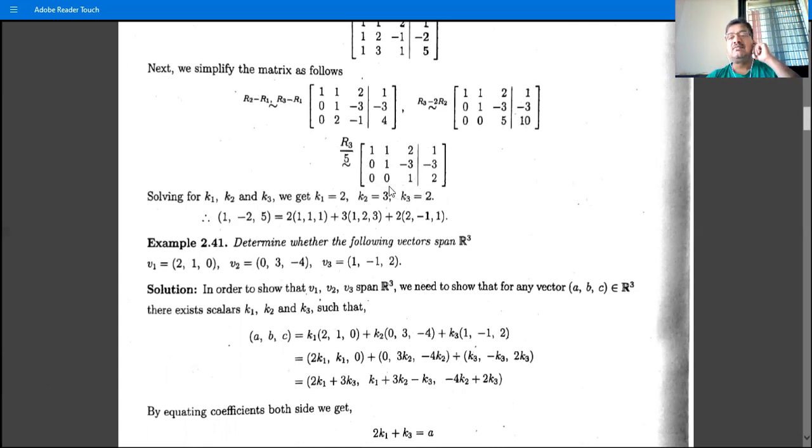Why is this matrix in echelon form? Because it satisfies the three conditions. In every row, the first non-zero element is 1 and is called the leading one, and the leading one of a lower row is to the right of the leading one of the upper row. And if there are 0 rows, then they are at the bottom. So here there is no 0 row. So this is an echelon form.